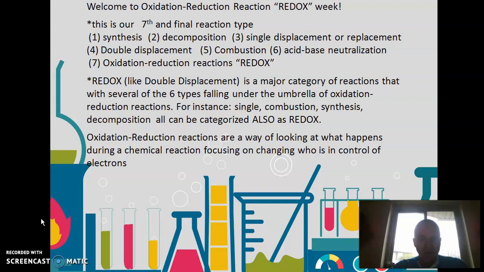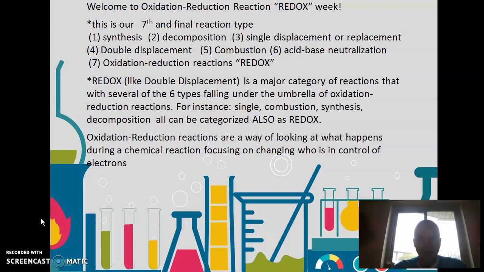As we enter into oxidation reduction reactions, it's important to keep in mind that redox reactions, very much like double displacement reactions, are a major category of reactions. Many of the other types fall under the umbrella of oxidation reduction reaction. Single displacement, combustion, synthesis, decomposition can all be categorized also as oxidation reduction reactions quite frequently, the same way that an acid-base neutralization reaction is a specific type of double displacement.